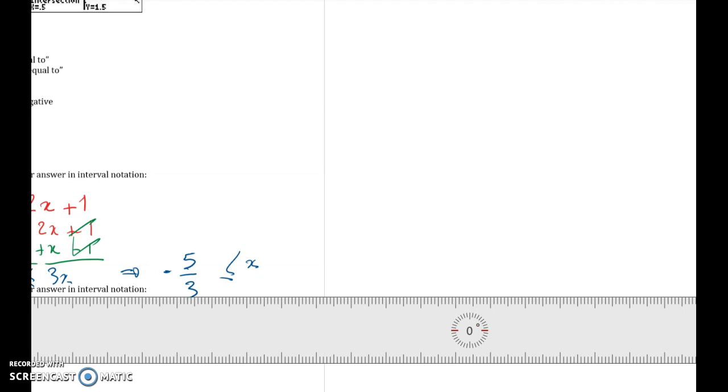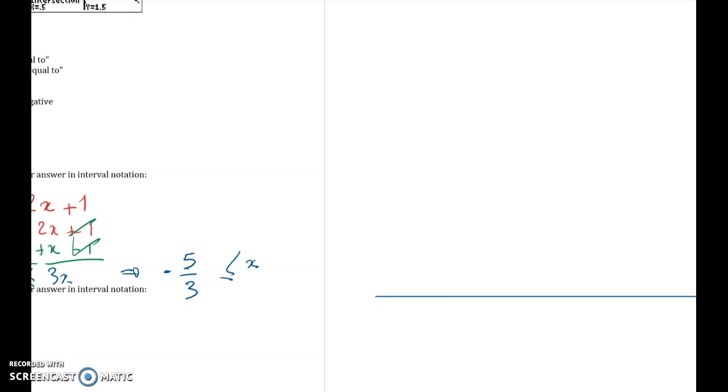So the interval notation is going to be, number line. Oh, yes, I need to get used to that. So for the interval notation, I'm going to use this. All right. So now x equals 0 is right here. I'm going to put my 0 right there. I'm going to put my negative 5 over 3 obviously on the left side of my 0.